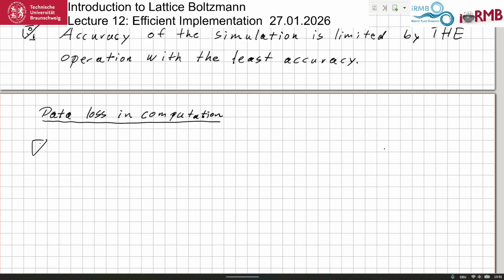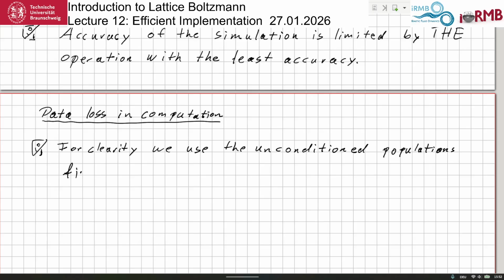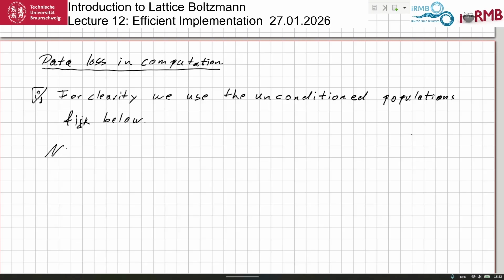Okay, but I'm reducing myself here to ignoring this. For clarity, we use the unconditioned populations, the usual populations f_ijk, because combining this with what we said before is even more complicated. I mean, it's relatively simple, but still you have to watch out. The other thing is you have to do everything together, at the same time.